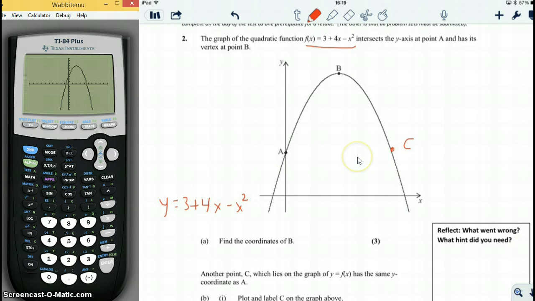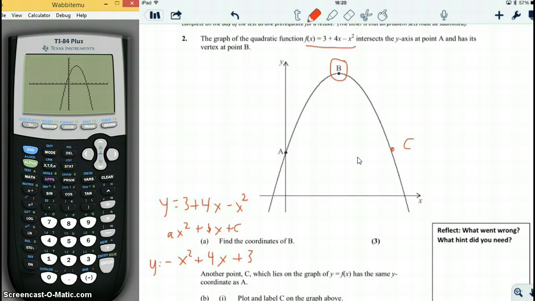So the first thing they want to know is find the coordinates of B, and B is the vertex. Well, there's a couple ways we can find the vertex, and one of them is we could use the axis of symmetry. We can figure out the axis of symmetry from this formula, right? Because if we write the formula in terms of the standard form, and this is why it's tricky, we need to reorder it so that 3 is last and negative x squared is first, right?